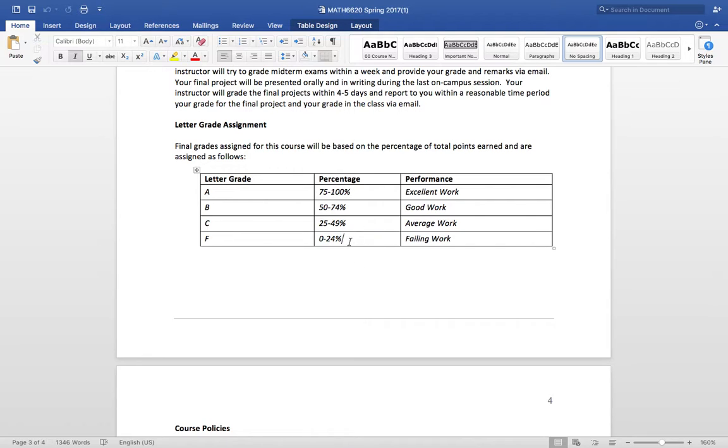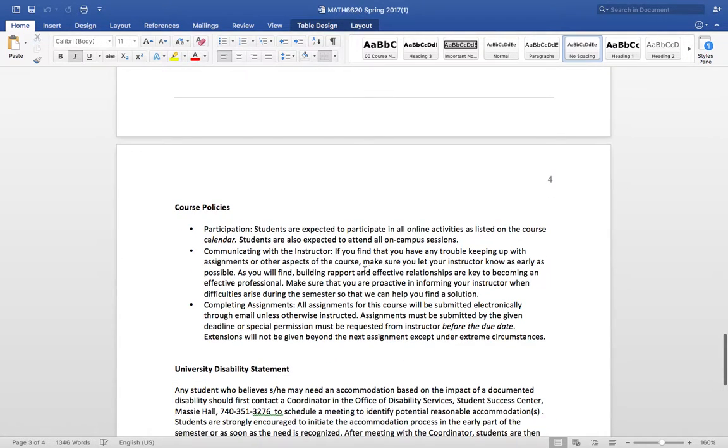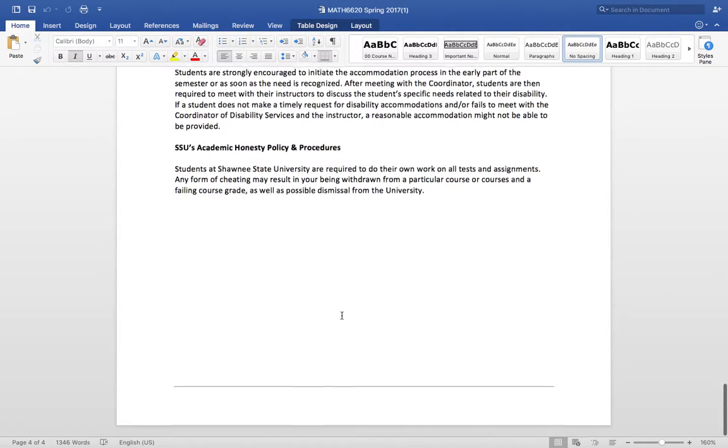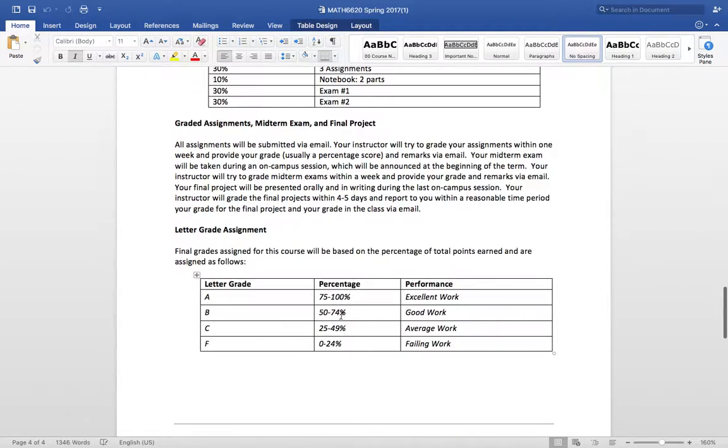Guys, if you can't achieve 24%, well, it's not going to be good. All right, gang. I don't know. Not really much else to talk about.